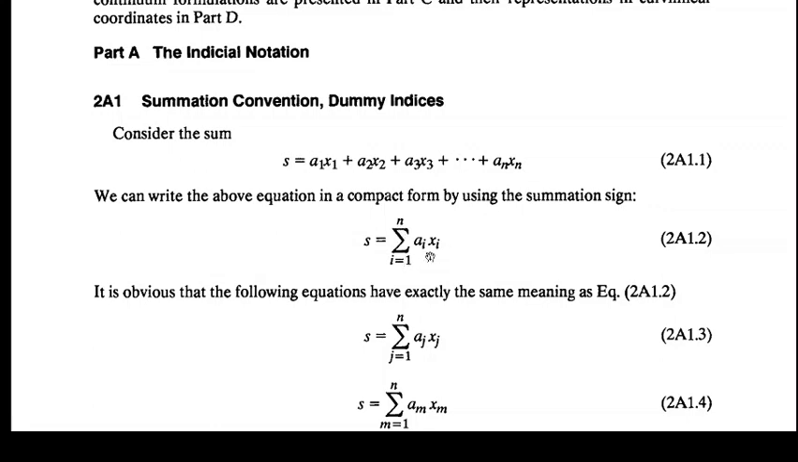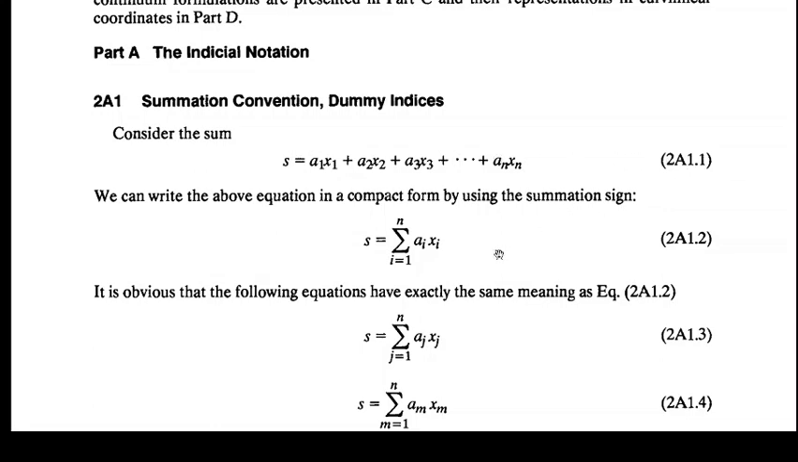Now if you open this summation, then you will have a1 x1 plus a2 x2 plus a3 x3 and so on up to an xn, where your index i is varying from 1 to n. Now here, in 2a.1.2, we have used the small letter i to write the compact form of equation 2a.1.1.